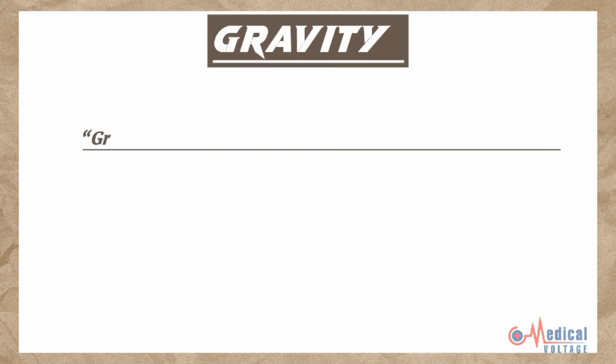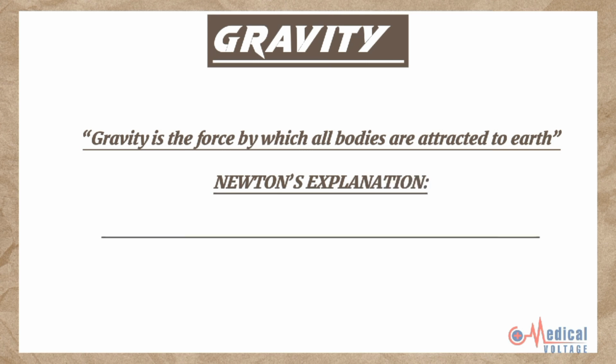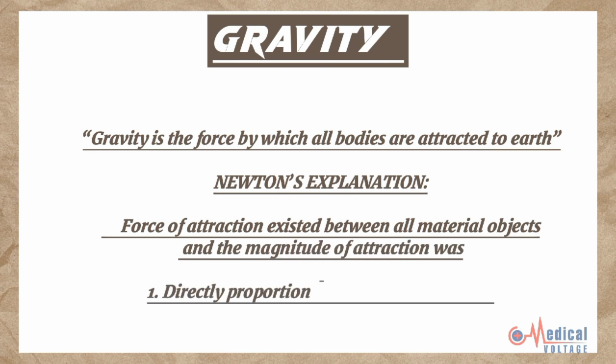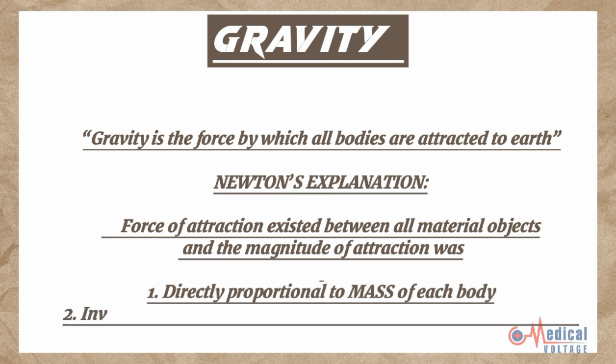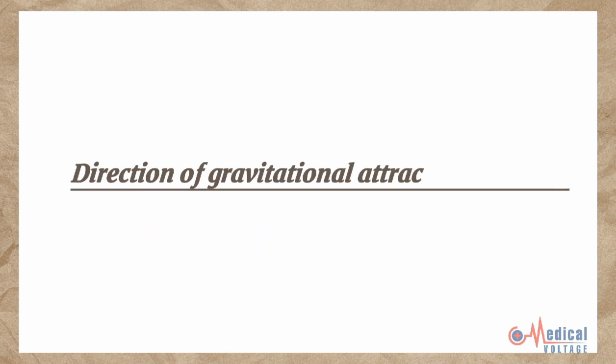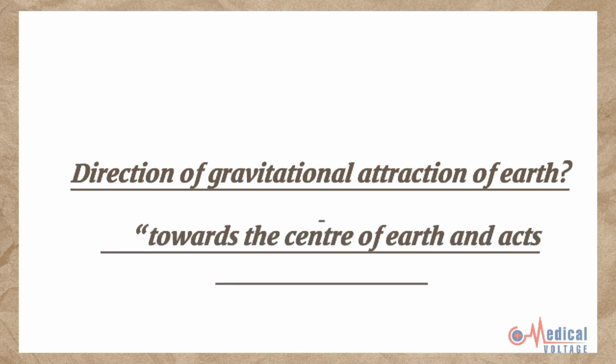Gravity. Gravity is the force by which all bodies are attracted to Earth. Newton's explanation: a force of attraction existed between all material objects, and the magnitude of attraction was, one, directly proportional to the mass of each body, and two, inversely proportional to the square of the distance between the bodies. The direction of gravitational attraction of Earth is towards the center of Earth and acts continuously.